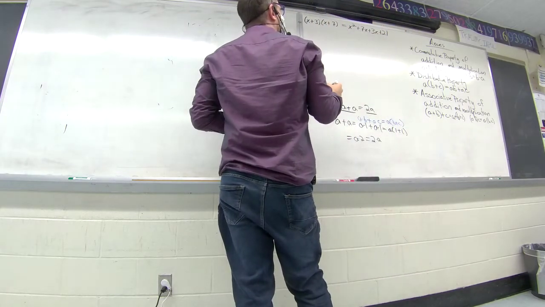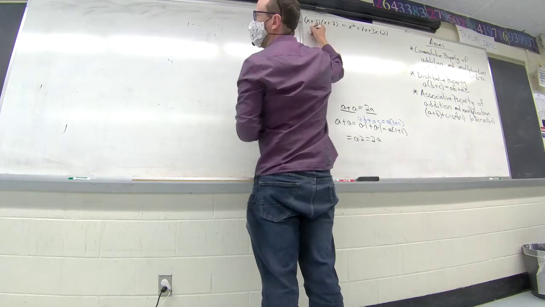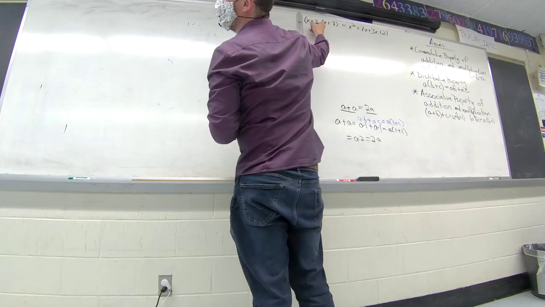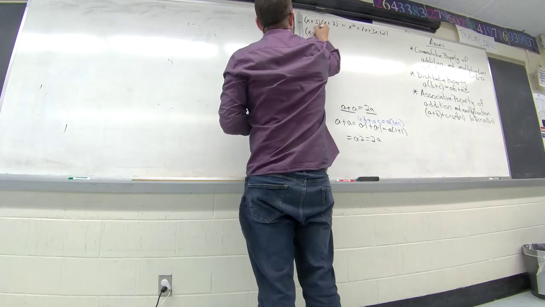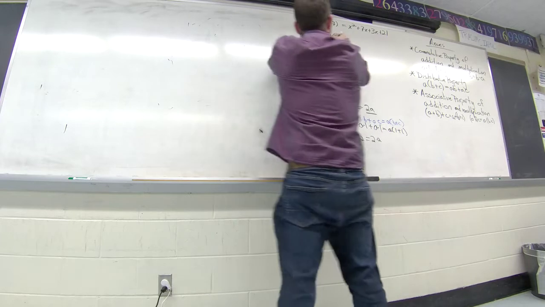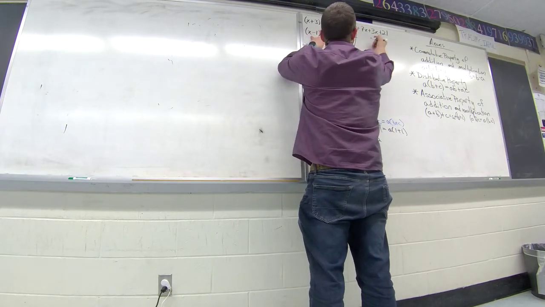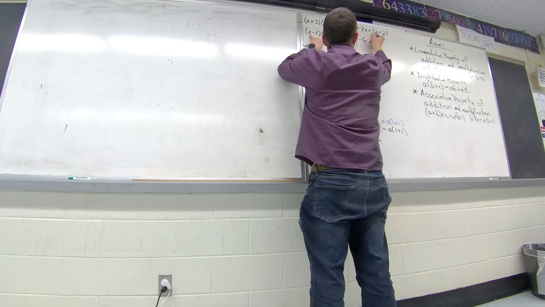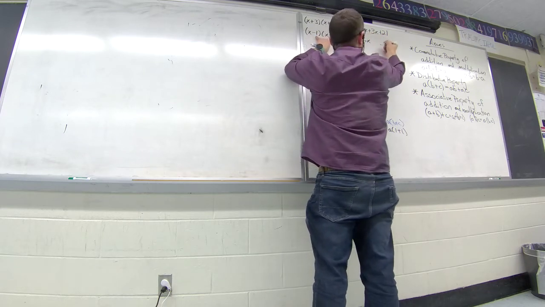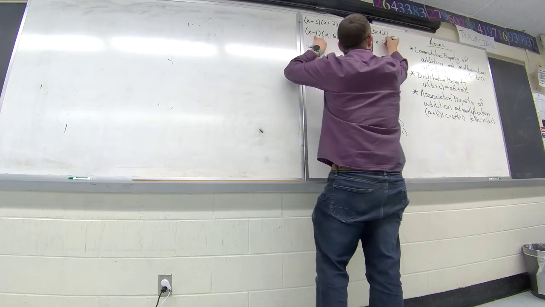We also did this problem here, x minus 1, x minus 6. And we distributed the first terms, x times x, and got x squared. Then the outer terms, x times negative 6, and got negative 6x. The inner terms, negative 1 times x, and got negative x. And the last terms, negative 1 times negative 6, and got plus 6.